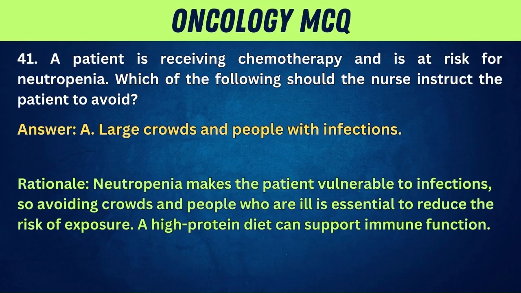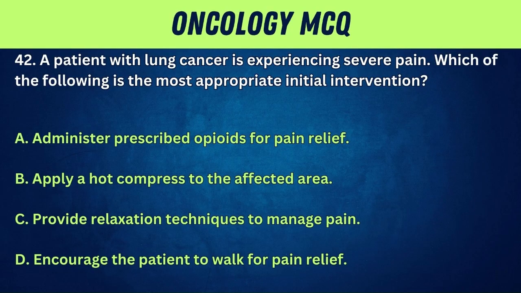Rationale: Neutropenia makes the patient vulnerable to infections, so avoiding crowds and people who are ill is essential to reduce the risk of exposure. A high-protein diet can support immune function. 42. A patient with lung cancer is experiencing severe pain. Which of the following is the most appropriate initial intervention?